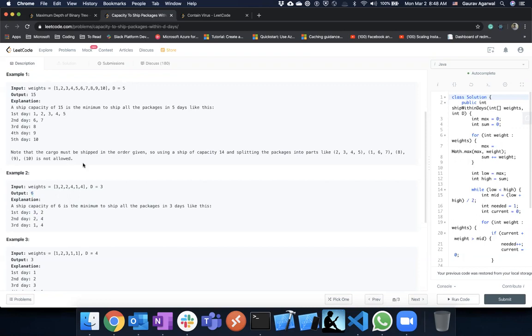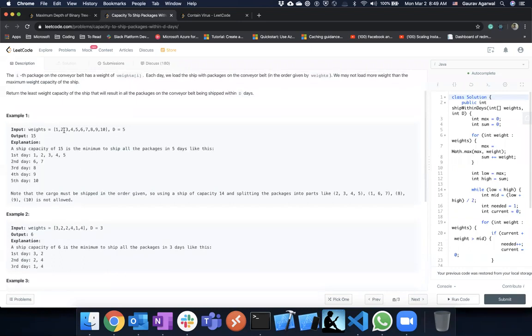Hope the question is clear. Does anyone have any approach on that? So I was thinking, by seeing the array of weights, like in the first example, if we have only one day, we need to take the cumulative sum of all these, and if the day is 1, we need to put everything in that. So in this case the cumulative sum is 55.